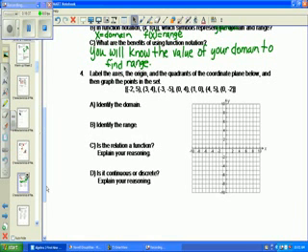Okay? How do I know if it's continuous or discrete? Yeah. Is it asking us to connect those points? No. So will it be continuous? No. It's going to have to be what? Discrete. Okay, let's go to the next page.